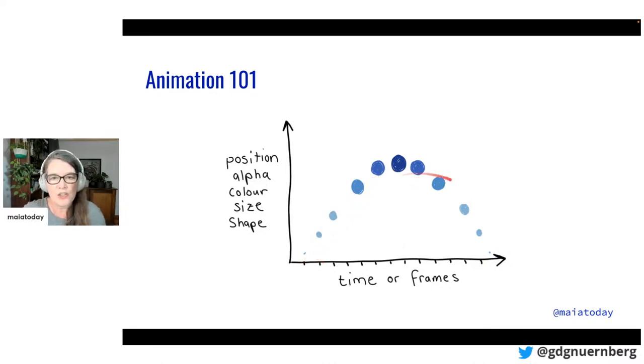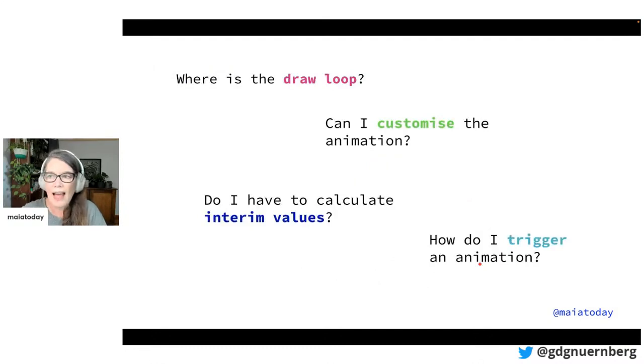And if this changes over time, that's how you see an animation or movement on the screen. To prepare, there are some questions around this. If you're comparing different toolkits, there are things I'm thinking about. For instance, where's the draw loop? Where's the piece of code that runs in a loop that's going to make this time and these changes happen?